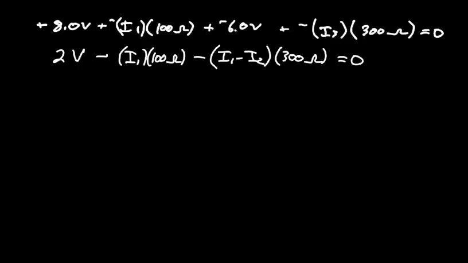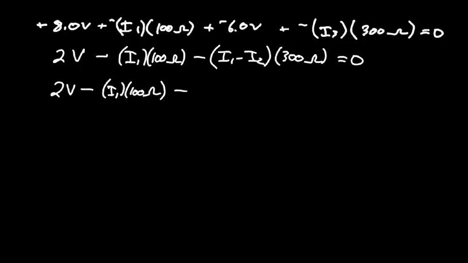Okay, and now I see that I have I1 in two different places in this equation, and so that's kind of a pain. Let's simplify this by combining like terms as much as we can. So I have 2 volts minus I1 times 100 ohms.